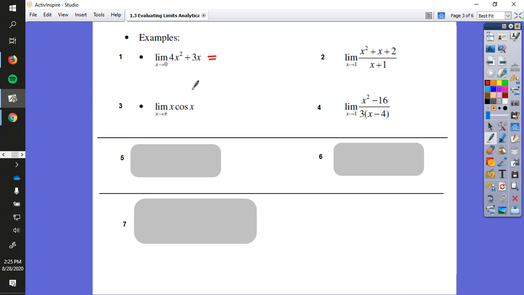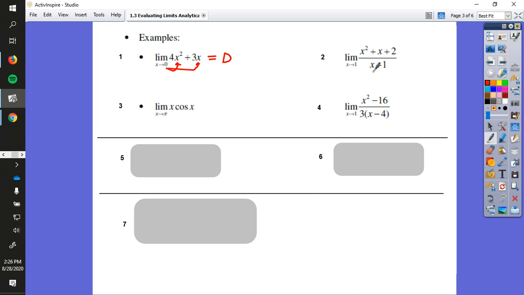If I said, what's the limit as x approaches 0 of 4x squared plus 3x? First thing I want to do is always try a direct substitution. And as I do that, notice that what you get is 0 plus 0, which is 0. And that's the limit. Okay, pretty nice. The direct substitutions you'll love.